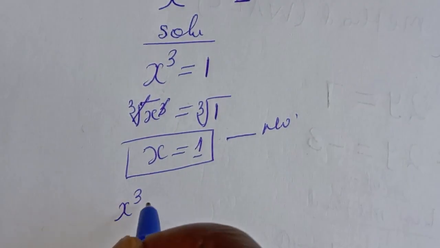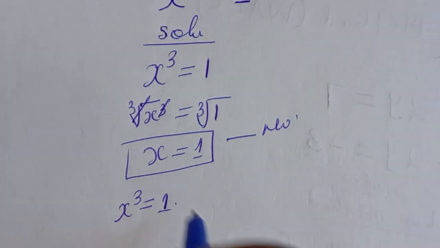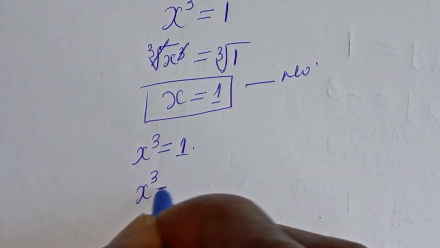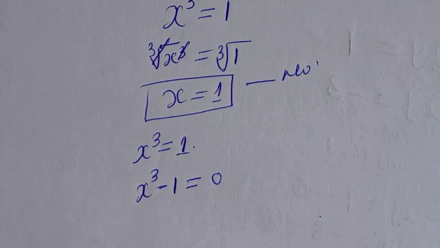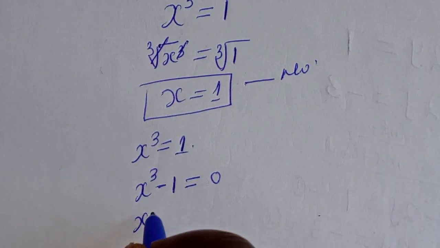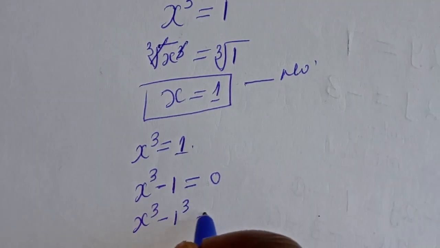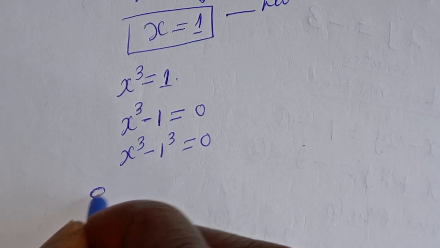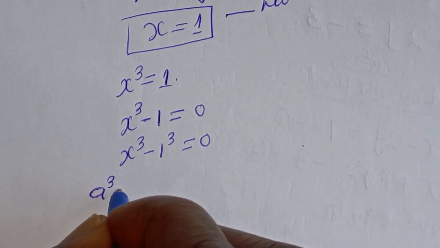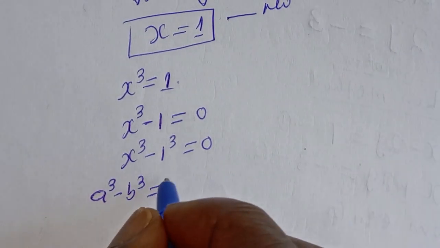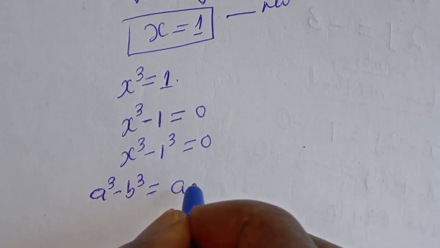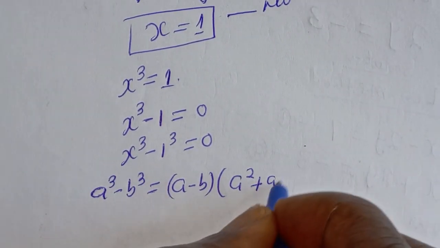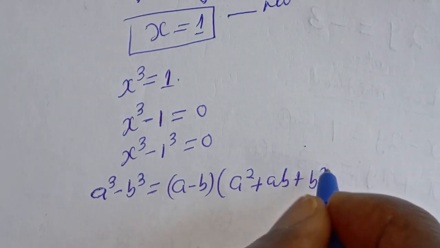S raised to power 3 is equal to 1. S raised to power 3 minus 1 is equal to 0. This is the same thing as S raised to power 3 minus 1 raised to power 3 is equal to 0. Take note of this exponential rule that A raised to power 3 minus B raised to power 3 is equal to A minus B bracket A square plus AB plus B square.